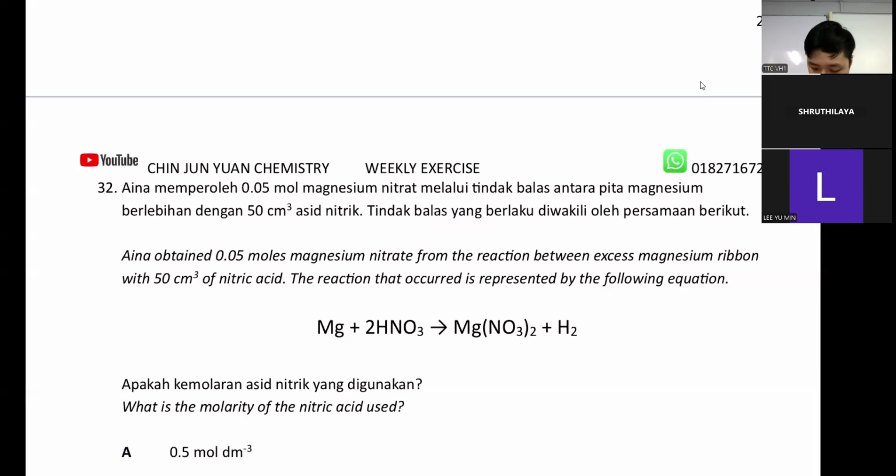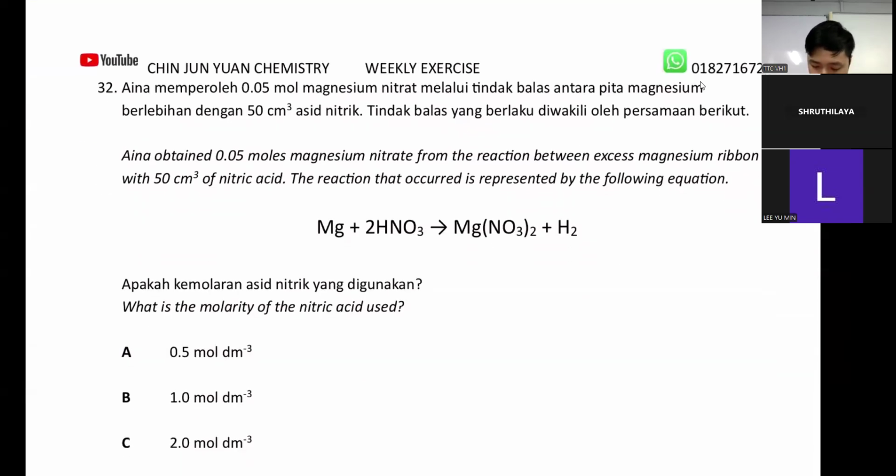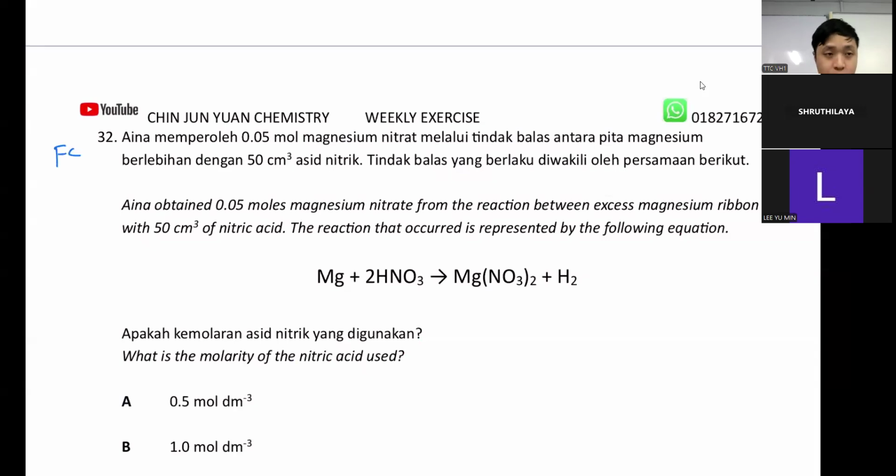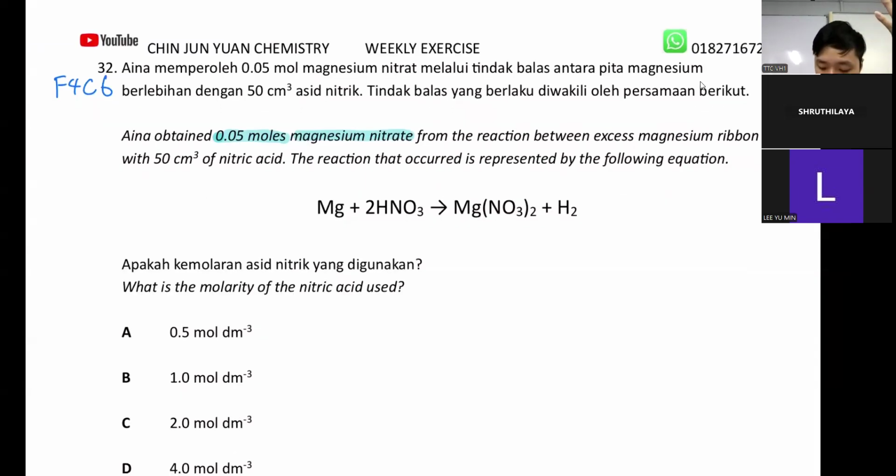Question 32. Form 4 chapter 6 calculation. Aina obtained 0.05 mole of magnesium nitrate from the reaction between magnesium ribbon. So you straight away can say that magnesium nitrate is 0.05 mole. Straight away got information. Write down first.